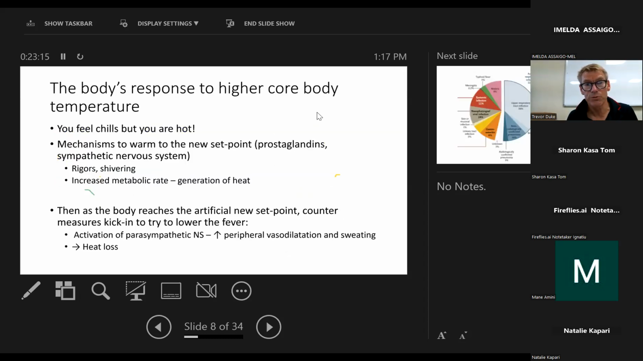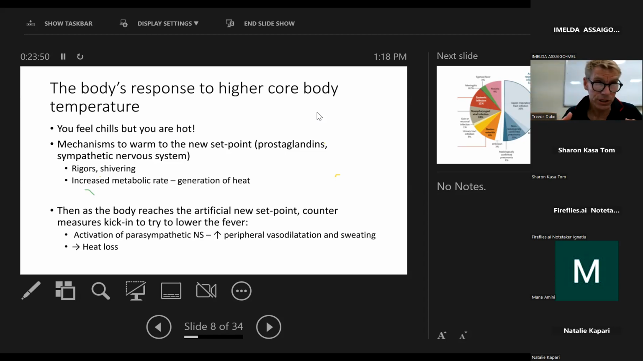So the body's response when the higher core body temperature occurs is that when you're exposed to an endogenous pyrogen, you often feel chills, and you think, why am I feeling cold? But your temperature is hot. That's because your body says your temperature should be 39 degrees, but it's only 37. And so you feel cold, right? That's why you have chills and rigors, because your body is warming up. And so there are mechanisms to warm to that new set point.